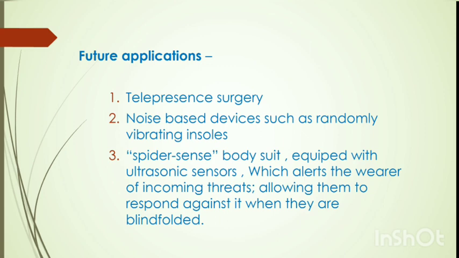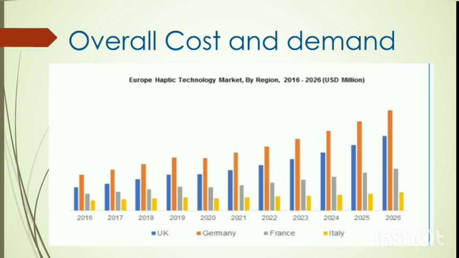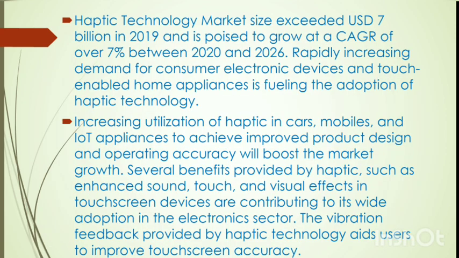If we talk about overall cost and demand, we can clearly see here Germany has the highest haptic technology market, while Italy has the lowest, in the range of 2016 to 2026. The haptic technology market size exceeded USD 7 billion in 2019 and is poised to grow at a CAGR of over 7% between 2020 and 2026.